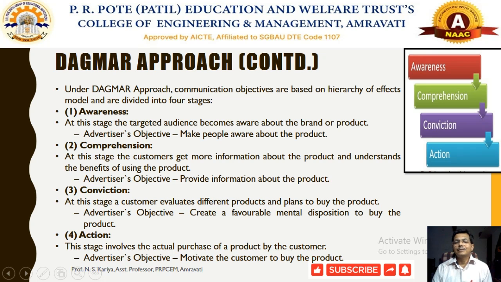Now when we are talking about these 4 stages, in the first stage we need to make people aware of that particular brand or product. So our advertiser's communication objective will be making people aware about the product. A very simple form of communication strategy we need to develop so that the customer can be aware. Now in the second stage, the comprehension stage, the customer will get more information about the product and understand the benefit of the product.